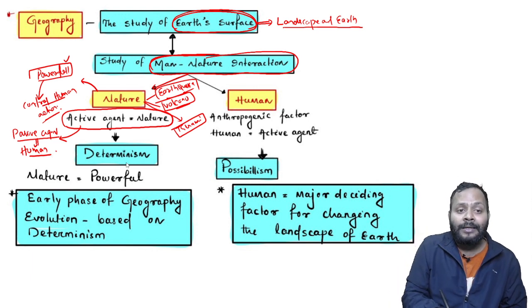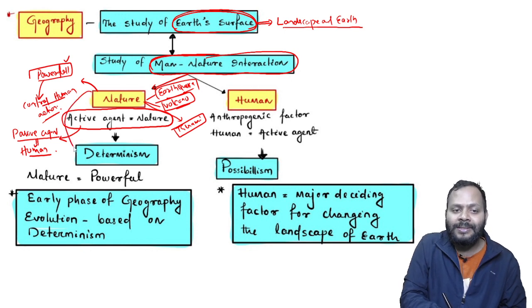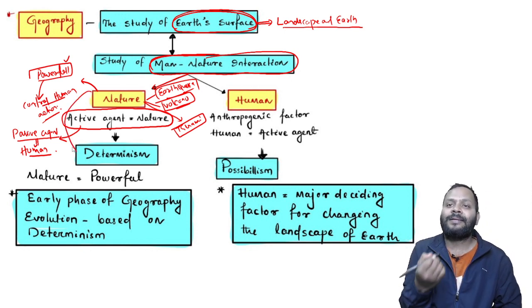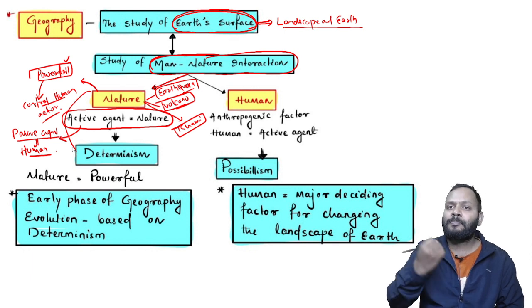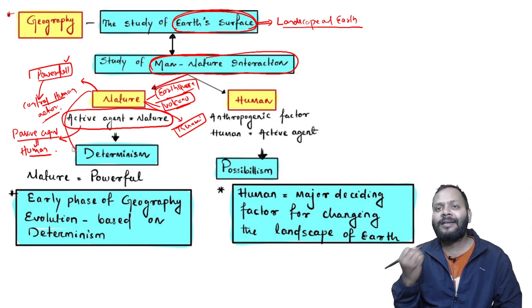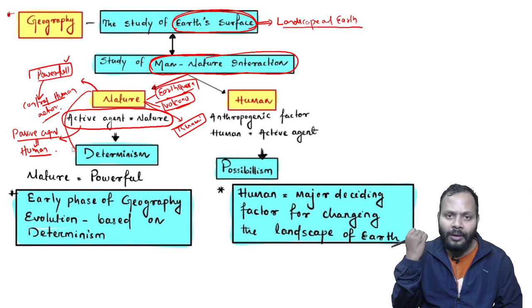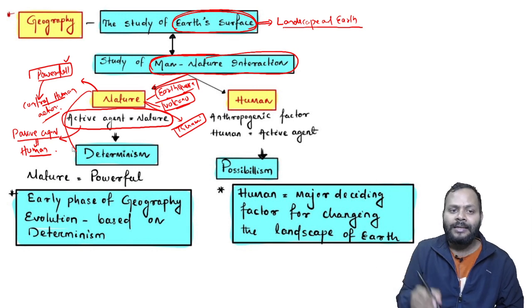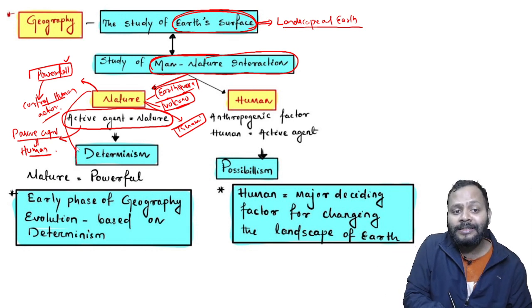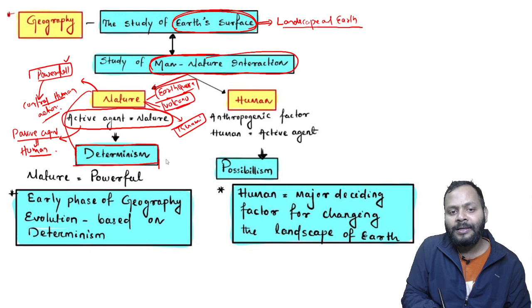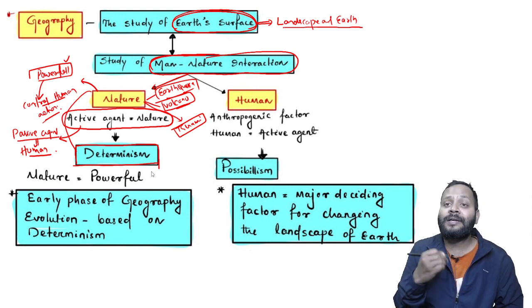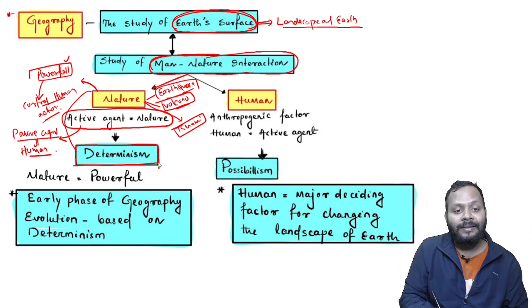Now, some viewpoints suggest that nature is powerful and can really control the earth surface in large. In that way, that is called determinism. That is called what? Determinism. So this determinism is what? Who is more powerful? Nature is much more powerful than what?